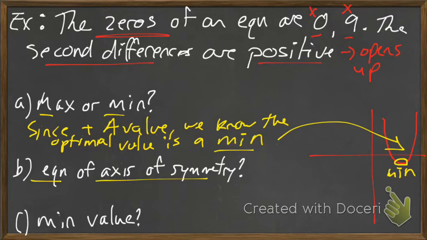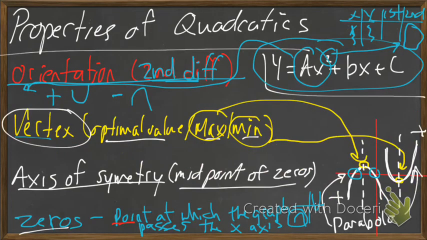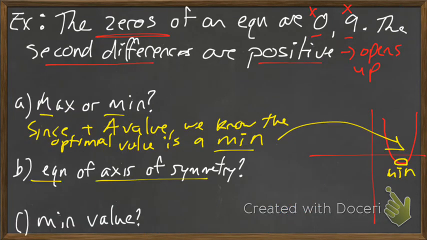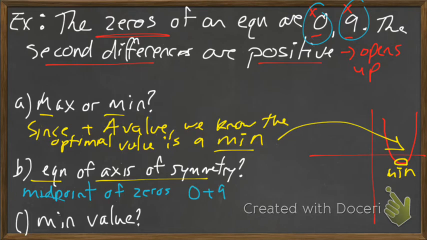Equation of the axis of symmetry. So if we look back, we said the axis of symmetry is the midpoint of the zeros. So I'm going to write midpoint of zeros. So how do we find the midpoint? Well, we have 2 points, 0 and 9. So maybe we can take the average of them. 0 plus 9 divided by 2, and that would equal 9 over 2. We're going to keep it in fraction form because it's easier to work with later.